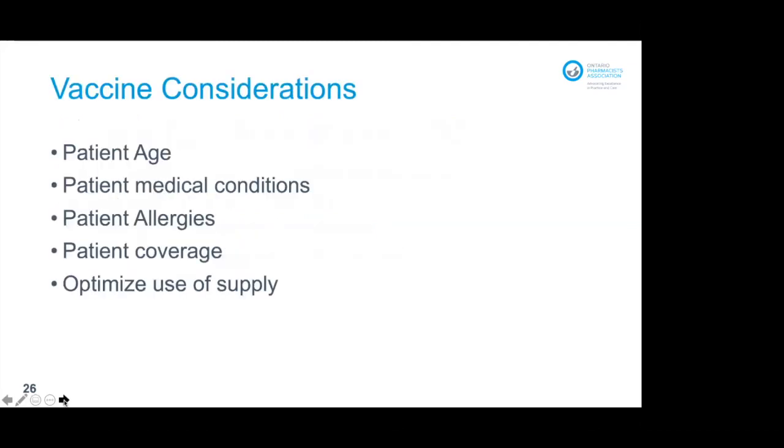Other considerations that you may have weighed when trying to determine what Tanya would be best suited to are the patient's age, the patient's medical conditions, and their allergies. Patient coverage is another consideration as well. Not everything is provincially covered, and for those that are not covered, sometimes coverage is something you want to think about, such as whether they are within a certain age range or might be working. Sometimes vaccinations are covered by people's individual private drug plans. So that's some consideration. And also, depending on the population you see come into your pharmacy, you want to try to optimize the use of the supply that you have on hand.